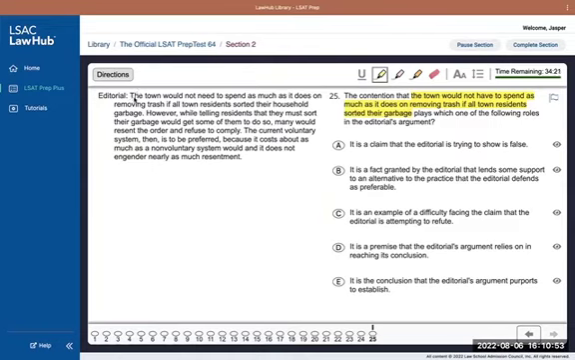So it's actually the first sentence. I do see that the word immediately following that sentence is "however," which indicates that what comes later is in contrast to this claim. Okay, so that's kind of interesting to me. All right, so I'm going to go ahead and read the argument now. The town would not need to spend as much as it does on removing trash if all town residents sorted their household garbage. However, while telling residents that they must sort their garbage would get some of them to do so, many would resent the order and refuse to comply.